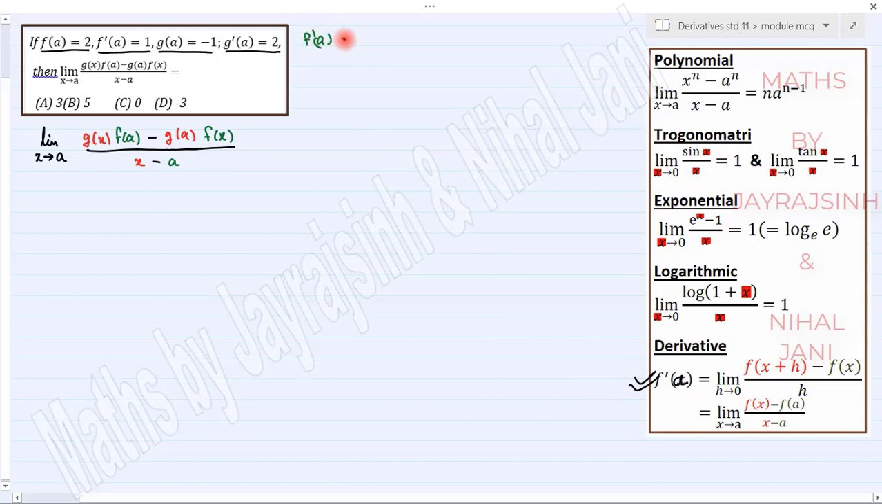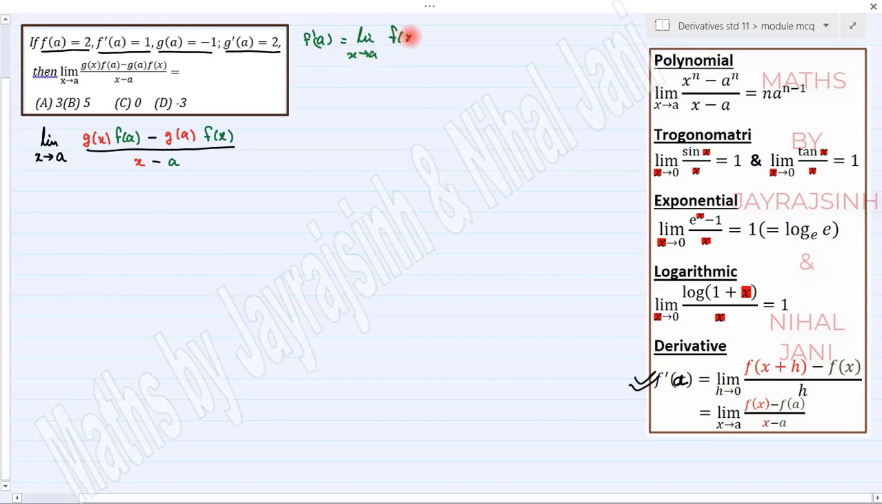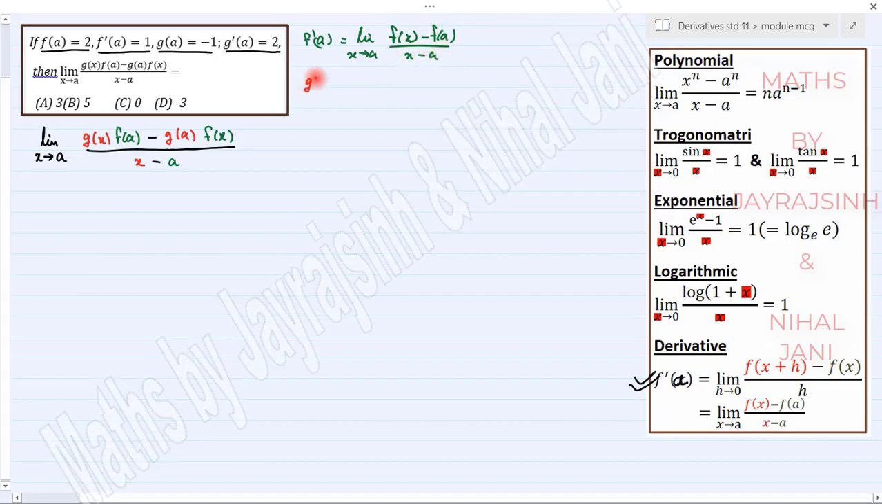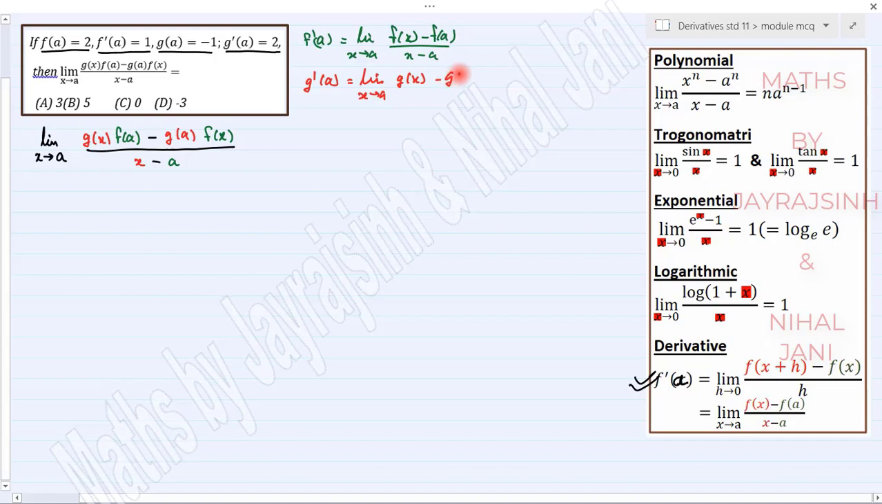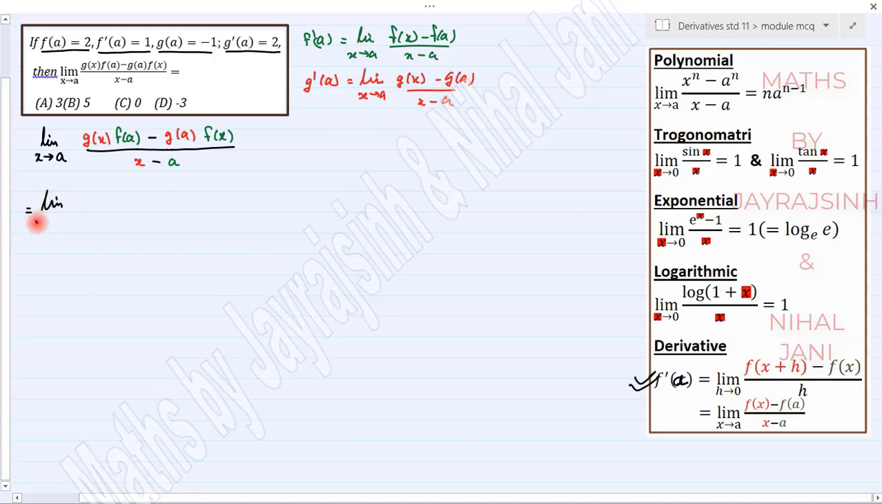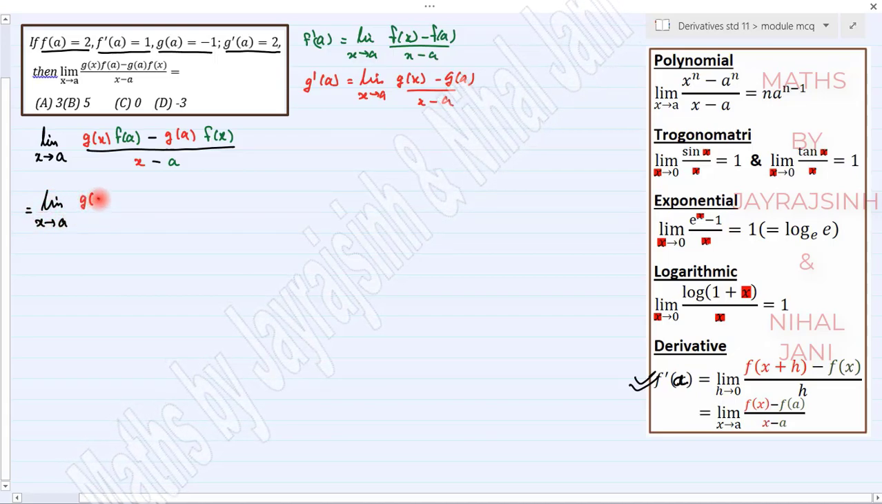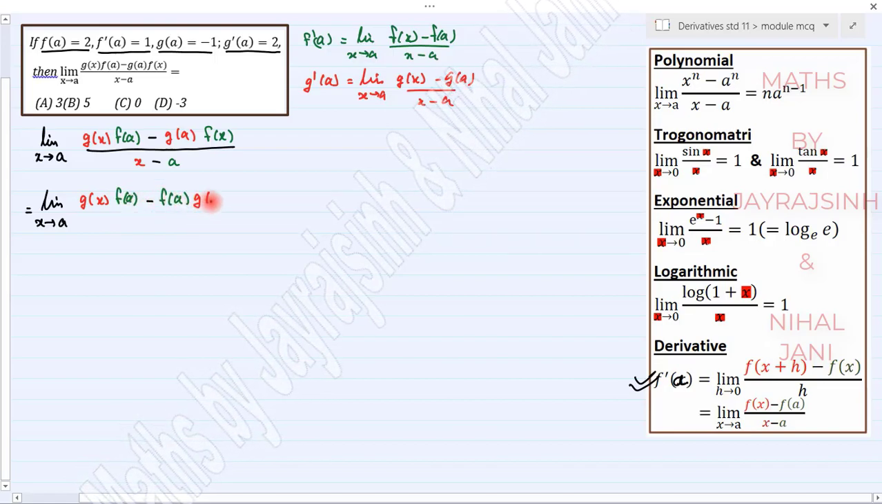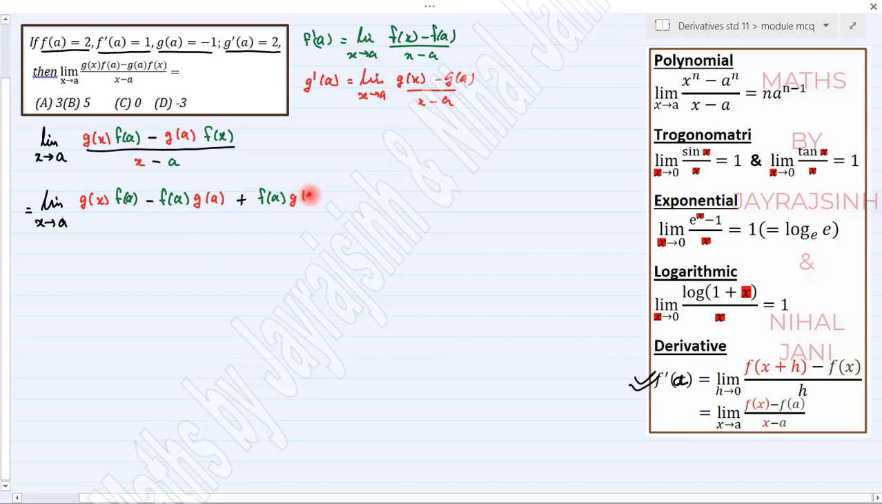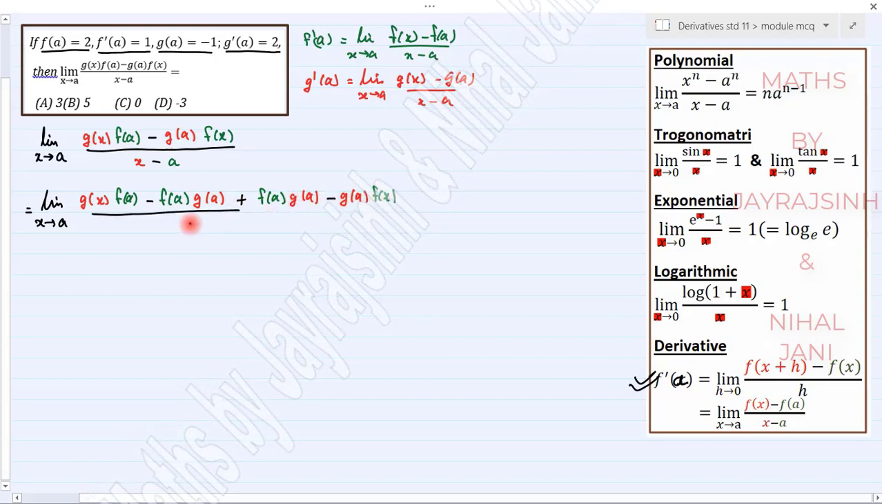F dash a is equal to limit x tends to a, f of x minus f of a upon x minus a. Similarly, we can say g dash a is equal to limit x tends to a, g of x minus g of a upon x minus a. Here, to simplify this, in the numerator, we have to add and remove the constant terms, which are nothing but g of a and f of a, and the rest of the terms will be as it is.